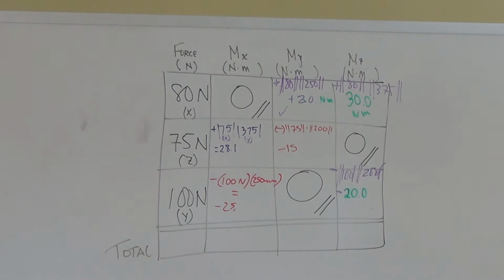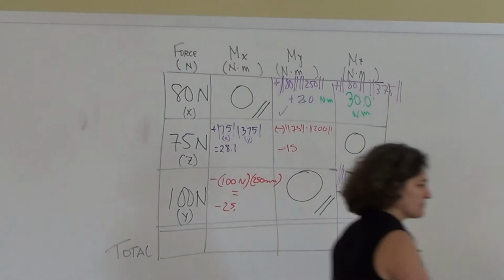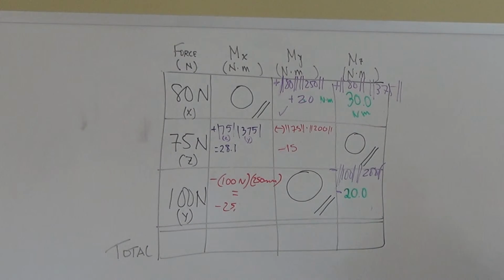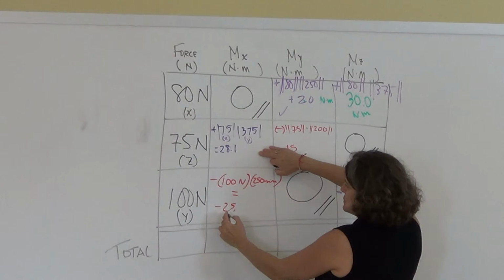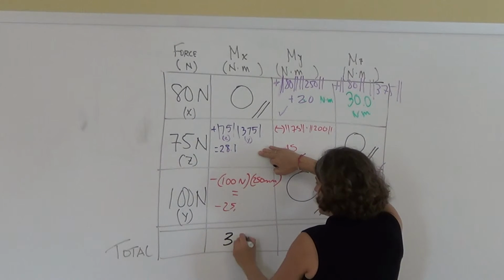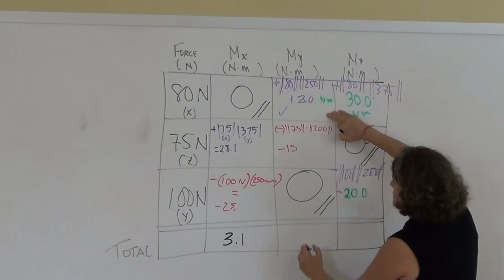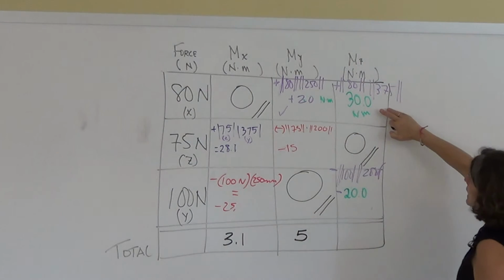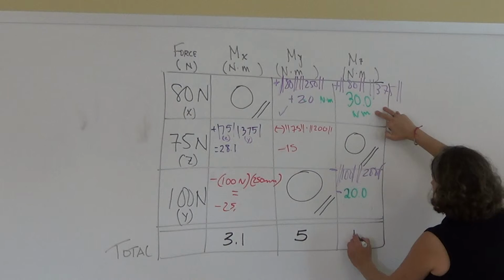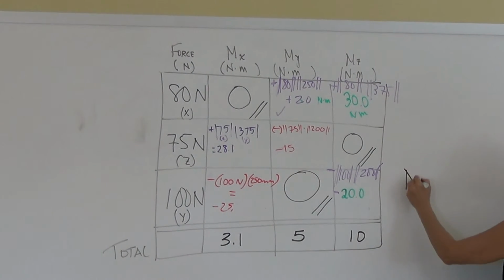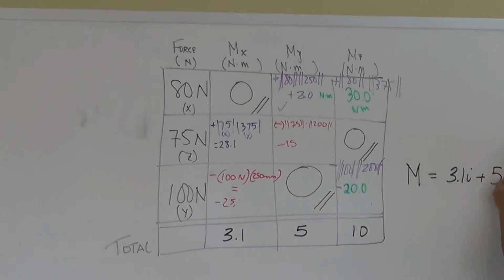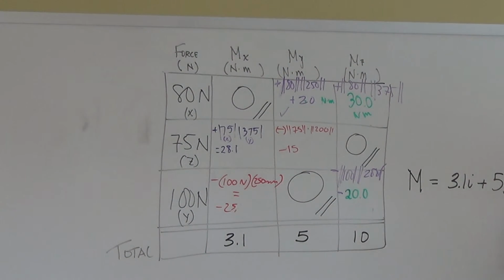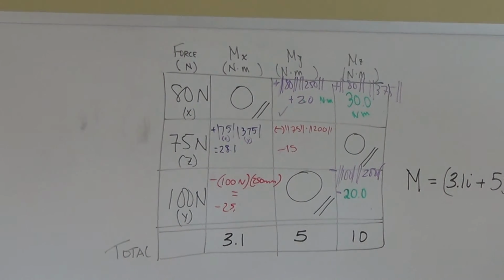Okay. And then we have to do the total, right? So what's the total? We add this up. This is a positive 28.1. This is a 25, so it's 3.1. And then this is 5, and this is 10. So my moment, the sum of all the moments is 3.1i plus 5j plus 10k, and what's my units? Newton meter.